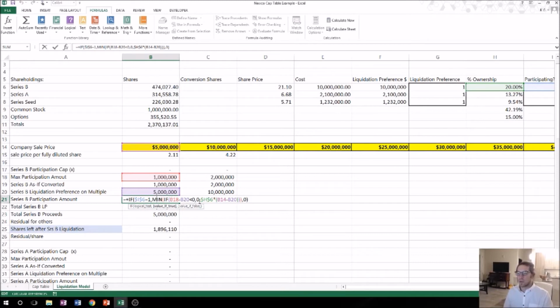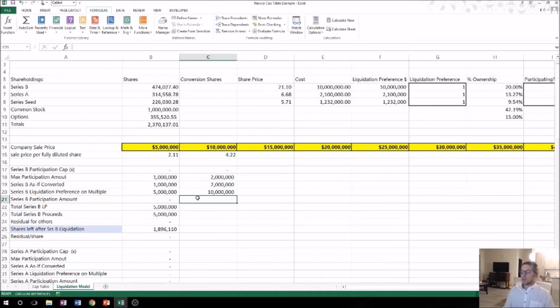because that's going to be less than 0 for the lower share prices, the lower company sale prices. And if it's greater than 0, then we want to do the ownership times the company's sale price minus the liquidation preference on multiple. And then if it's not even a participating stock, then we just want it to equal 0.